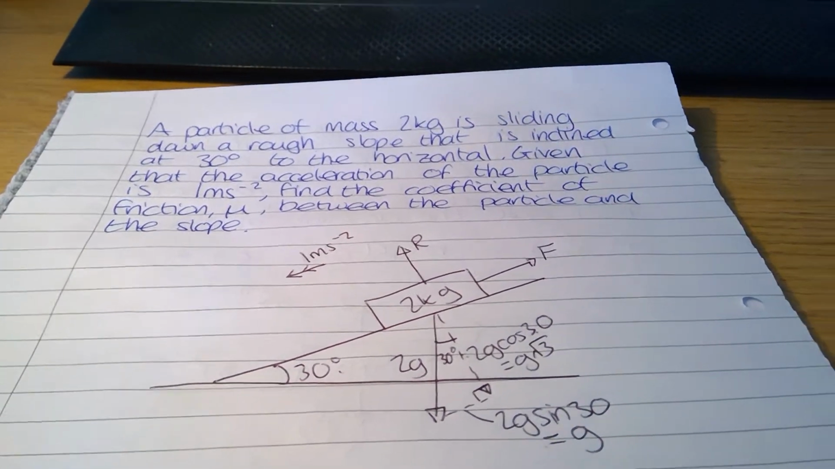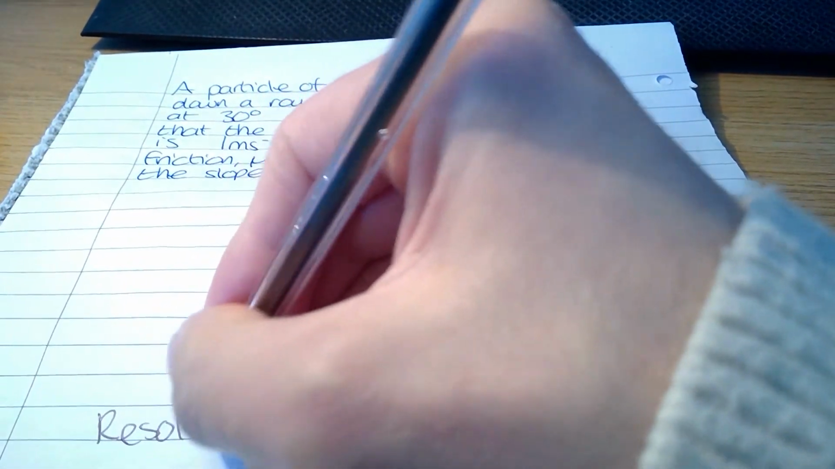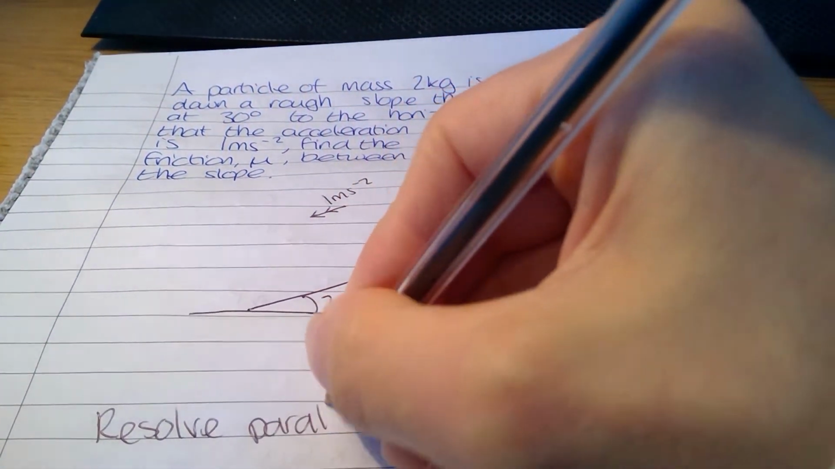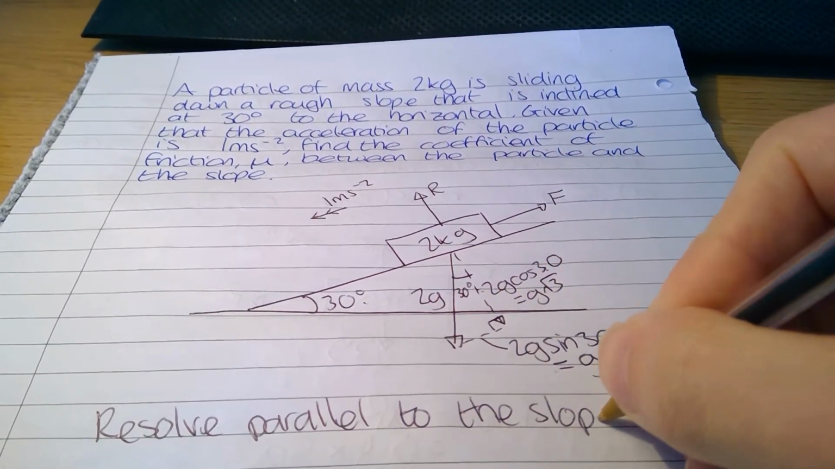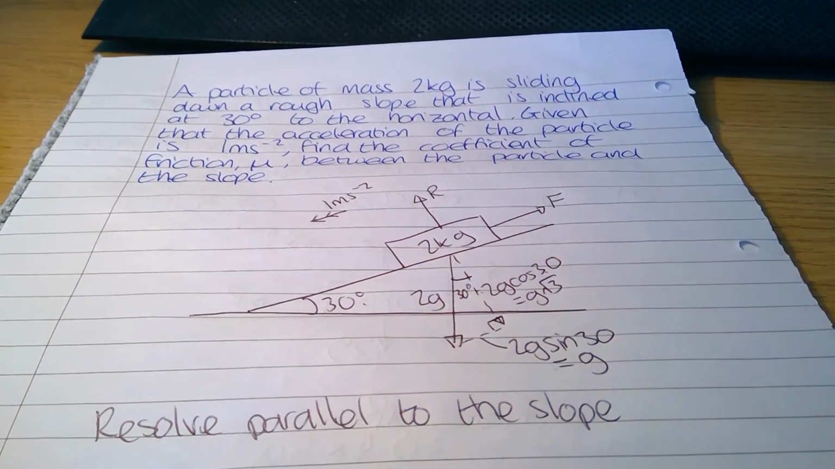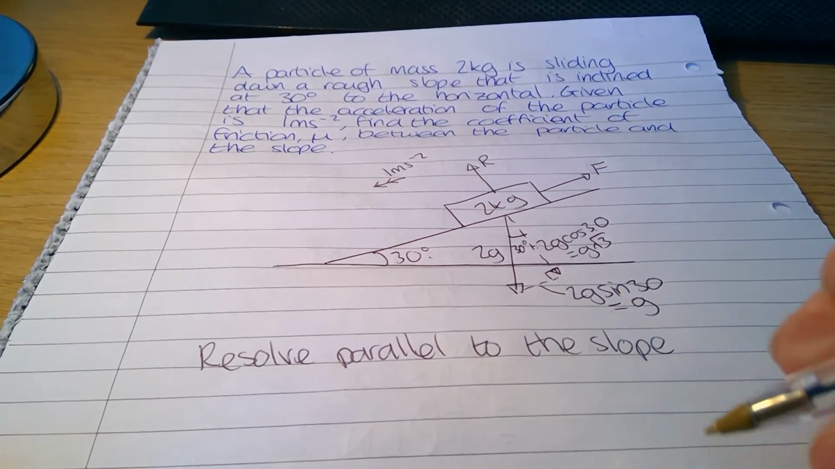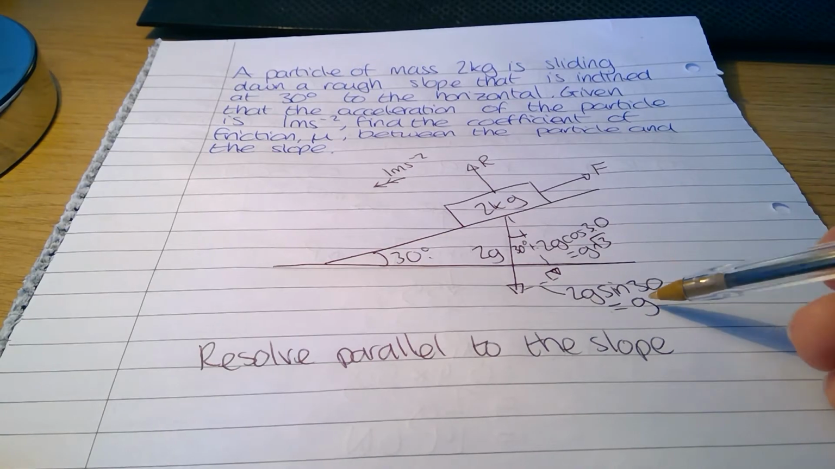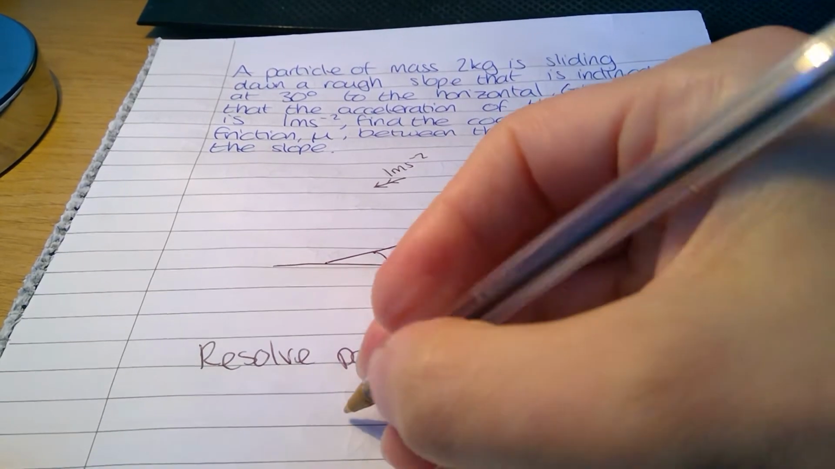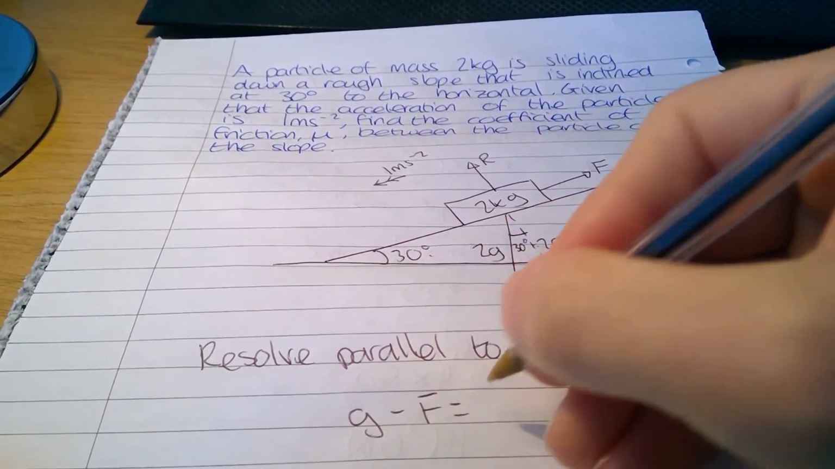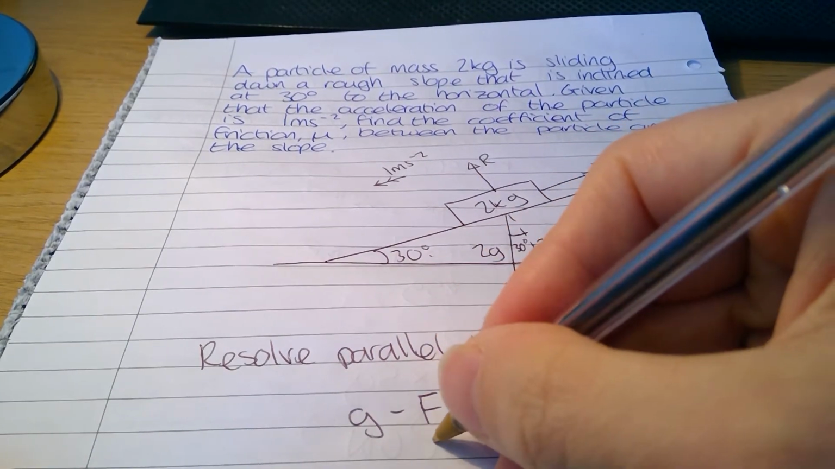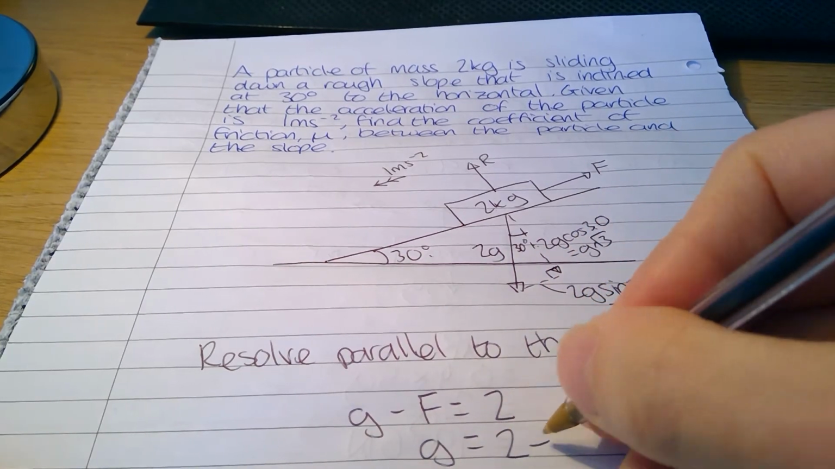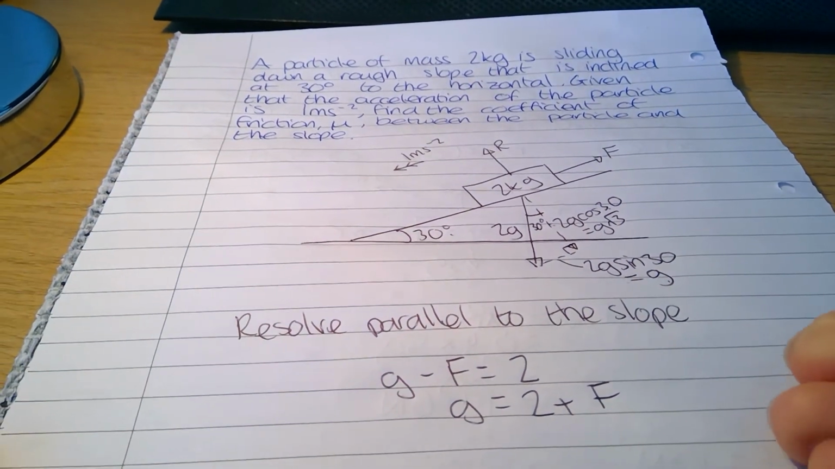And then we want to resolve in two directions. So we're going to resolve parallel to the slope first to get one equation, and we get another equation going perpendicular. So resolving parallel to the slope, there's only two forces parallel to the slope, which are g and F. So g take F is equal to the mass times the acceleration, so 2 times 1 is 2. So in other words, g take F is equal to 2, whatever the friction is, and we'll come back to that in a moment.